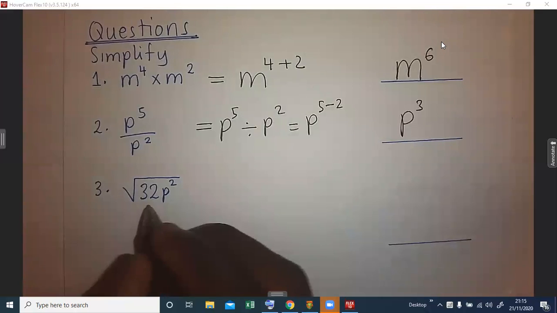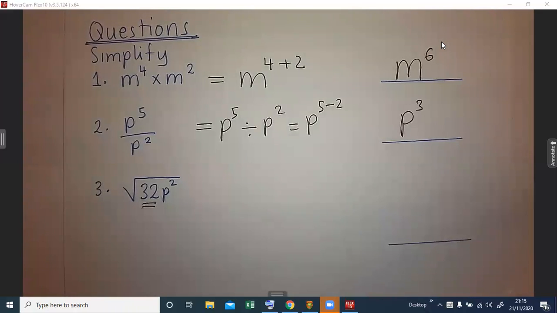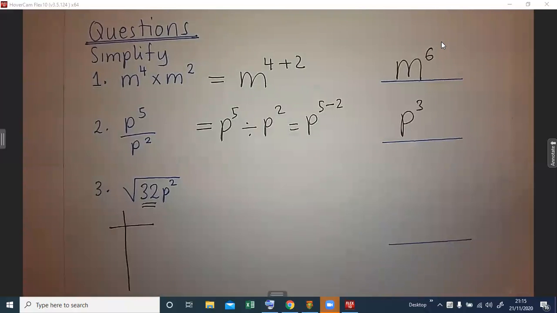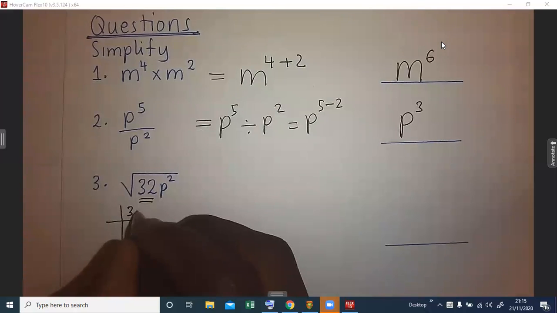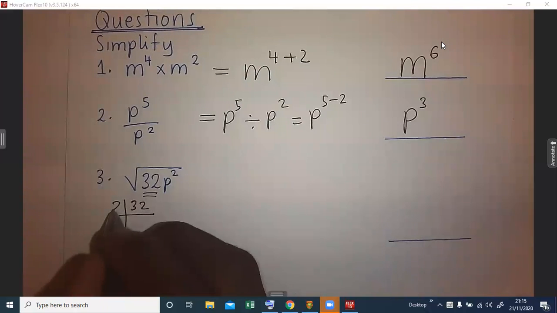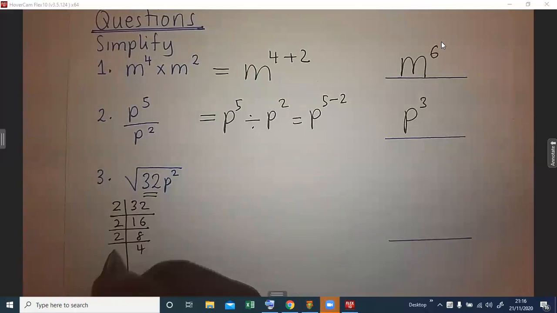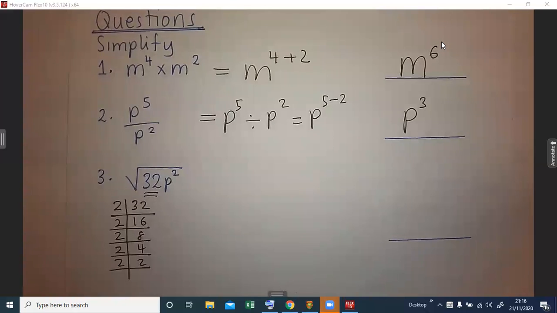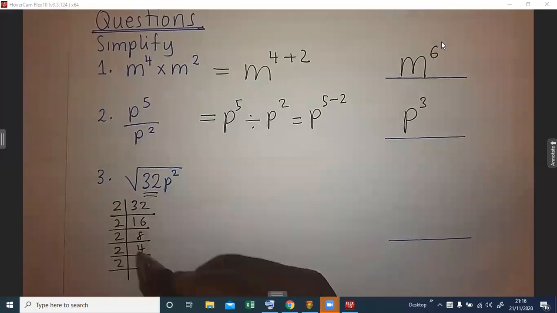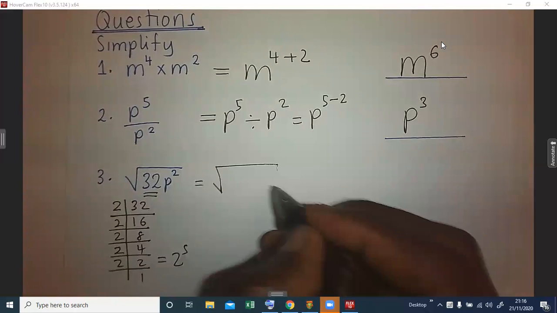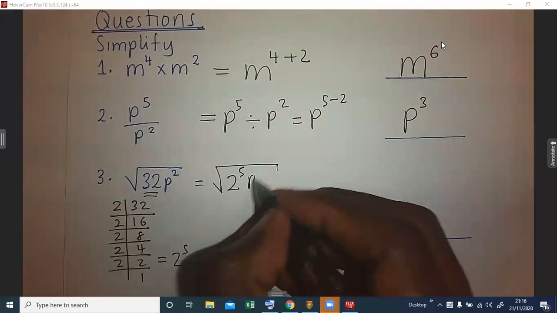Now, this is another important trick. This number does not have a power, but we can change this number to write it as its product of prime factors. By 2, I get 16. By 2, I get 8. By 2, I get 4. By 2, I get 2. And by 2, I get 1. So this number now can be written as 2 to the power 5. So I change my question. I write this 2 to the power 5 and 2 to the power 2.